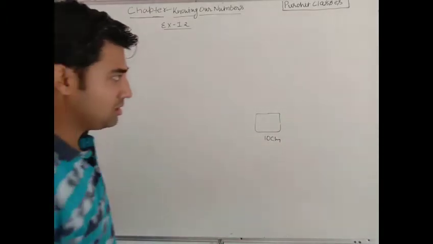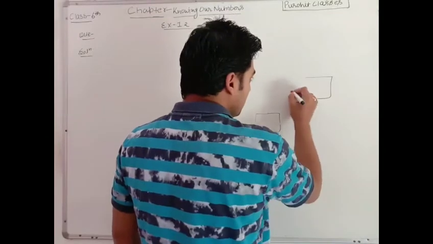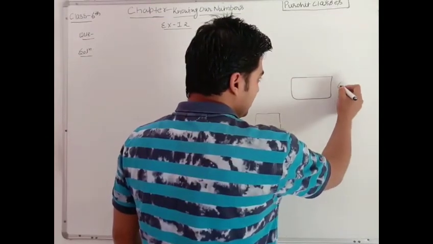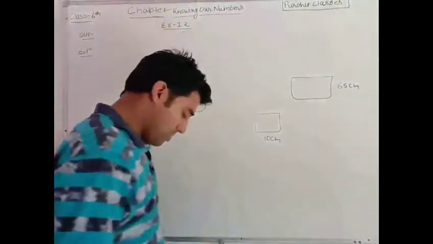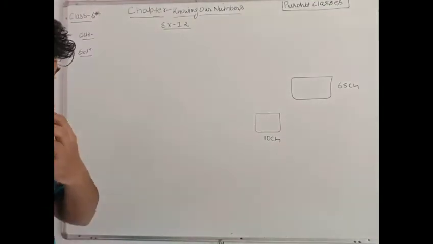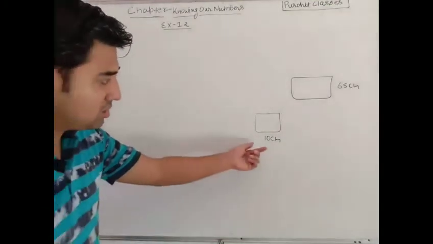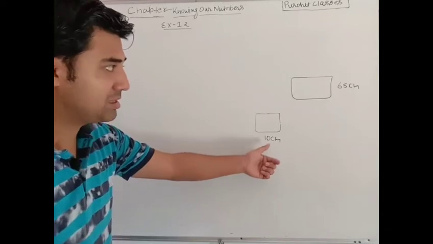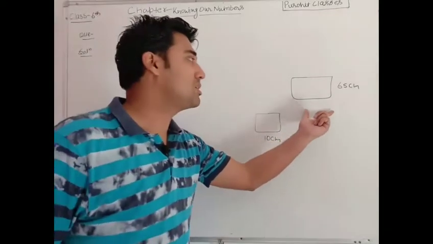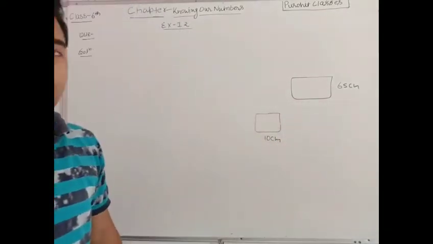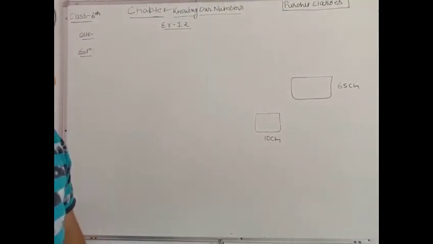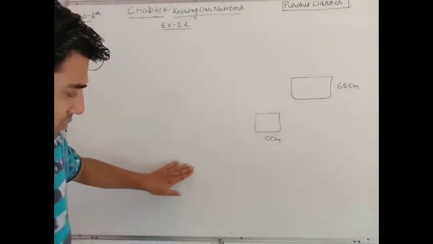And I have a total of, let's say, 65 centimeter cloth. So how many shirts, each of measurement 10 centimeter, can be stitched from a total of 65 centimeter cloth? This is the kind of question we are going to solve. Now think about what you will do.